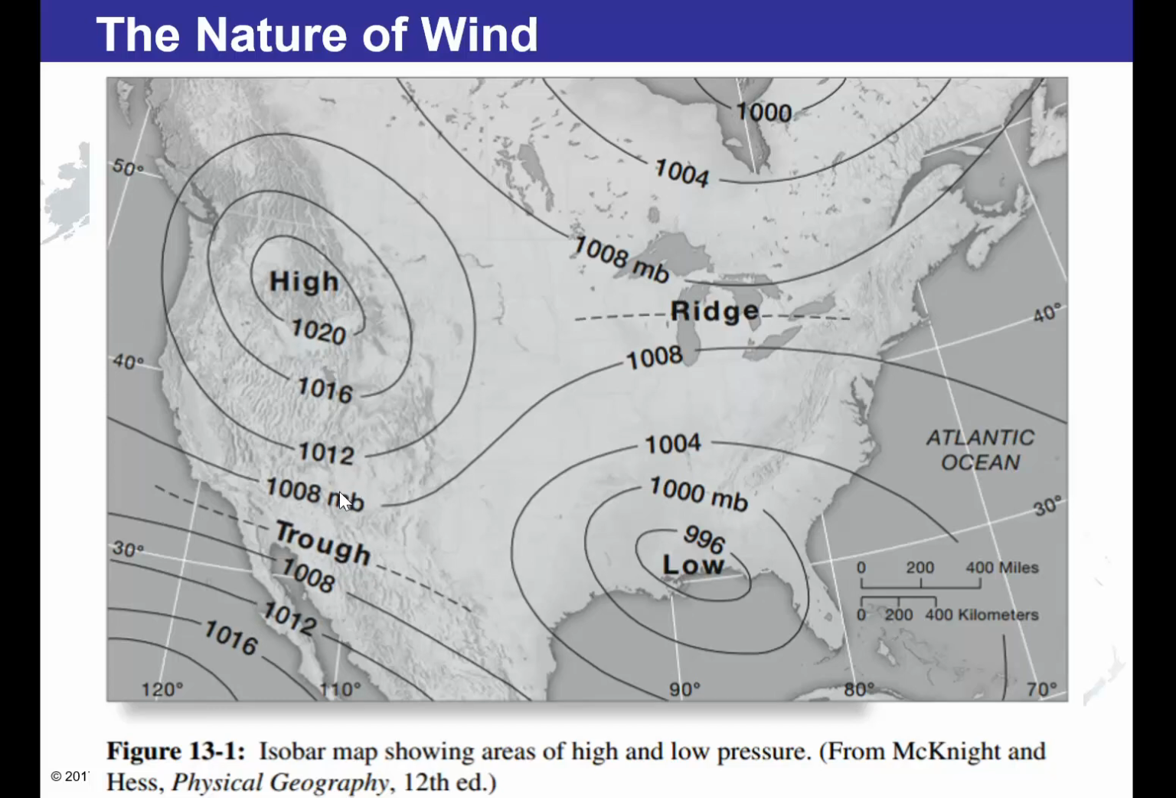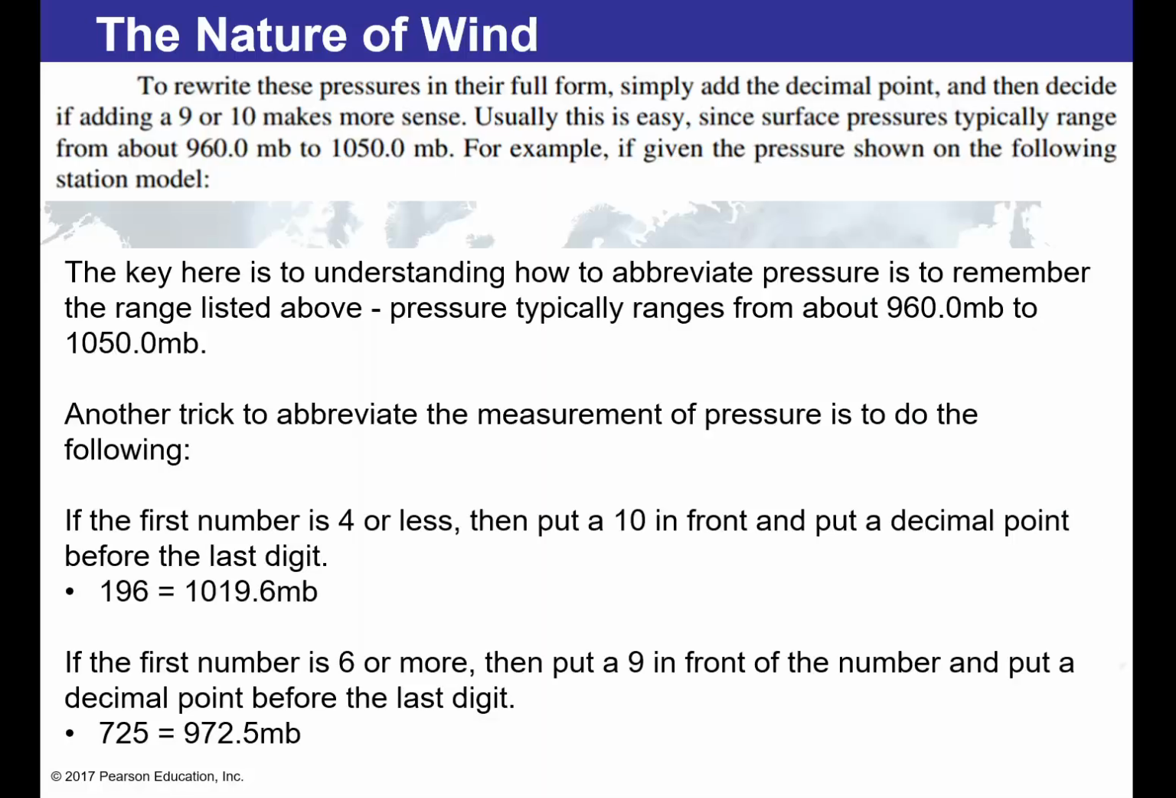So let's take a look at how to do those conversions. When it comes to abbreviating air pressure, we have to remember that typically surface pressures are going to range from about 960 millibars to about 1050 millibars, low pressure and high pressure. Keeping that in mind, there are simple rules that we can use to help us abbreviate these air pressures. Knowing that our air pressures generally range from 960 to 1050 millibars, we can use this initial trick.